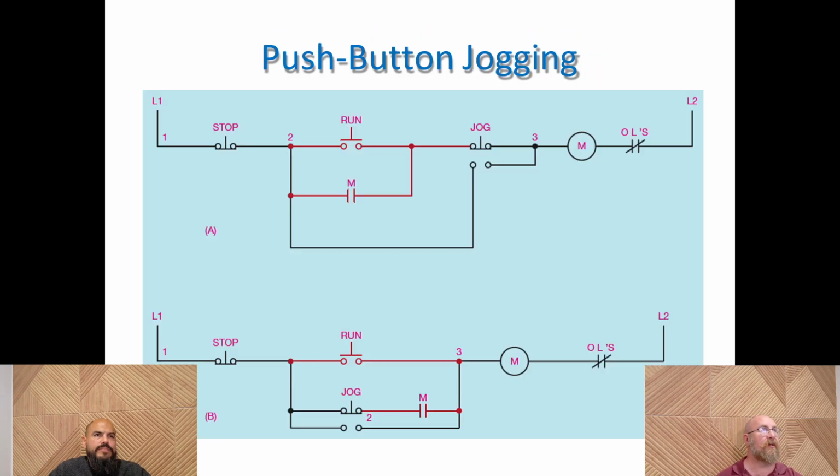Push button jogging. This is where you're jogging a motor. You have an enable, which is the run part of it, but then the jogging is something you're toggling back and forth between having it on or having it off, which is typical for any sort of linear motion machines. You're going to want to have the ability for it to jog in one direction and jog in the other.